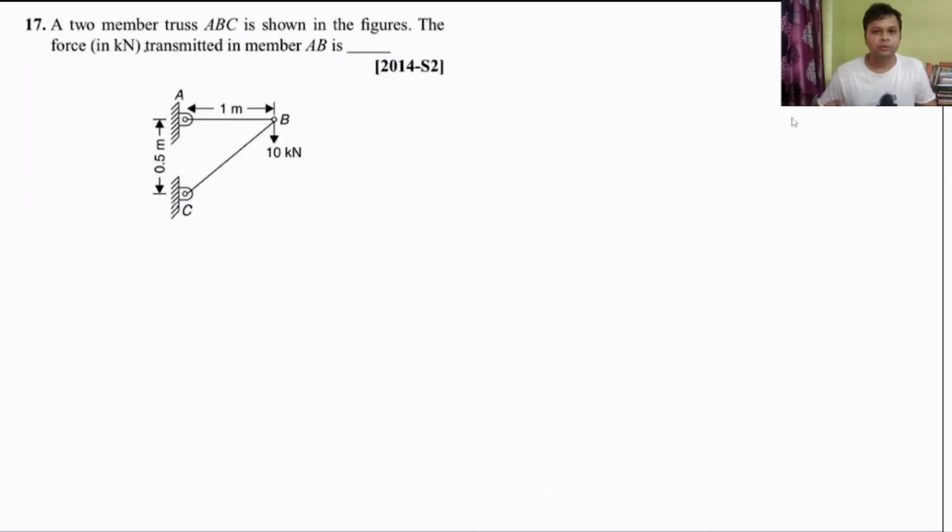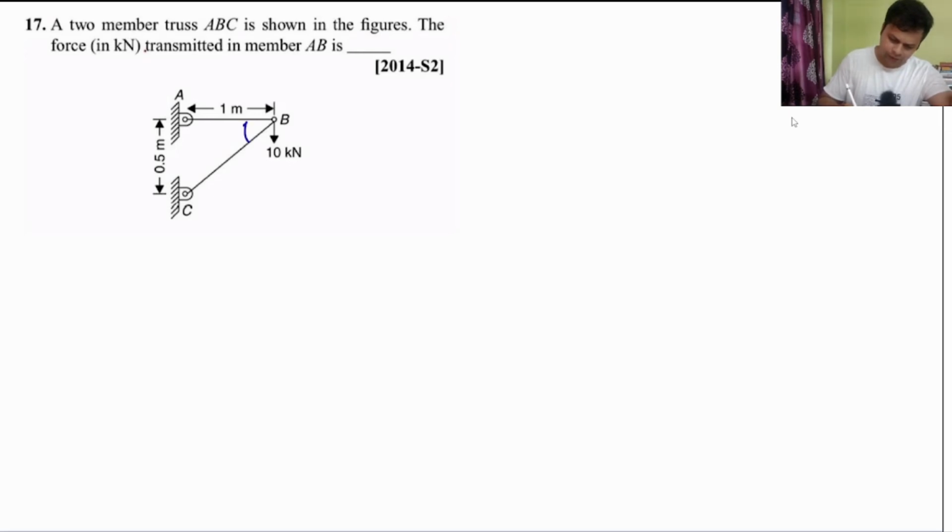It was a very simple question, right? Question 17. It looks like a small question, but it will be a calculative question. A two-member truss ABC is shown in the figure. The force in kilonewton transmitted in member AB is? You have to find out the force in member AB. So let us try to find out how to do it.